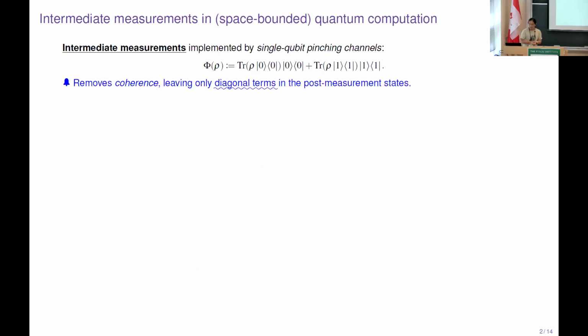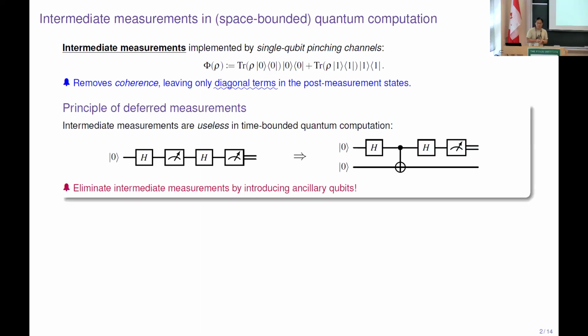And one important subtlety in this work is about something called intermediate measurement. So this measurement is slightly different from the previous one. Particularly, here we're talking about a measurement implemented by something called the pinching channel. Think about the 1 qubit case: this channel just removes all the coherence. Then after the measurement, only the diagonal terms live in the post-measurement state. And this kind of intermediate measurement turns out not to be really helpful in the usual time-bounded setting.